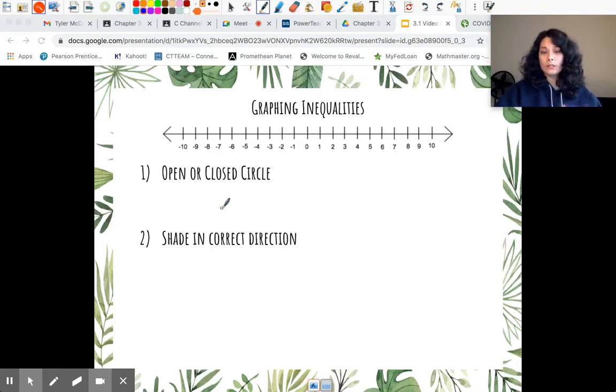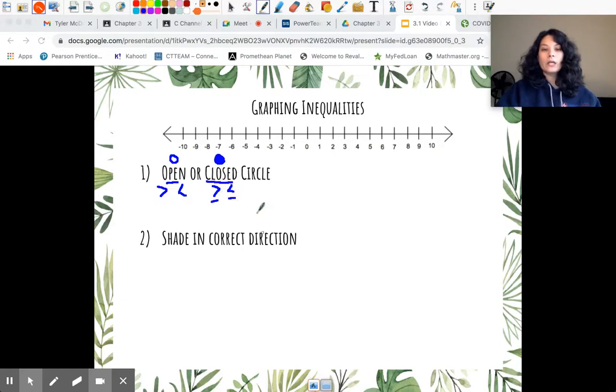When you're graphing inequalities, you're going to put some sort of circle above the number that you're graphing or directly on the number line. I usually have my kids do it above so it's a little more clear. And that circle is either going to be an open circle or a closed circle that we color in. The way that you determine what type of circle to use is based off of your inequality symbol. If you have a symbol that does not have a bar, you're going to do an open circle. If you have a symbol that does have a bar, which means or equal, you're going to do a closed circle.